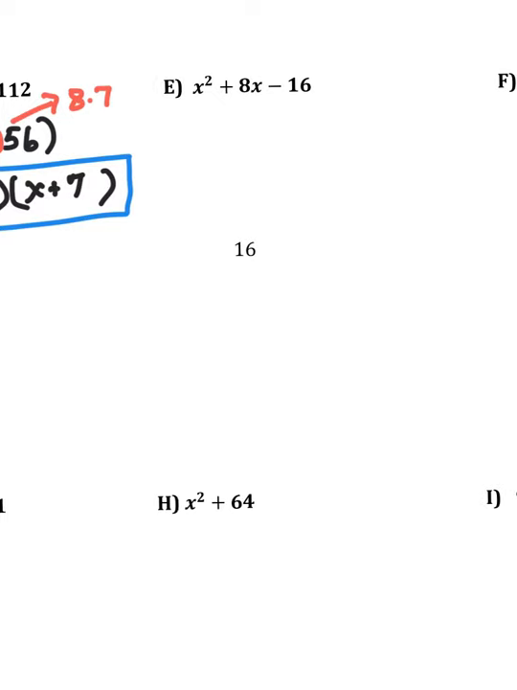Letter E, factors of 16 that do what? Subtract to give us 8. So factors of 16. 16 times 1, that's 15. 8 times 2, when I subtract, that's 6. 4 times 4, when I subtract, that is 0. There are no factors that would satisfy this trinomial. Our final answer here should be prime, which means it's unfactorable.